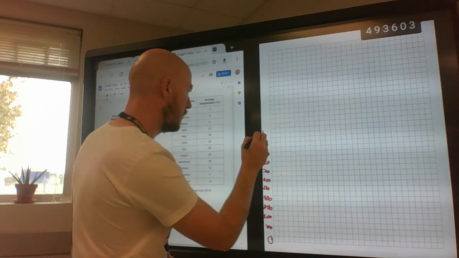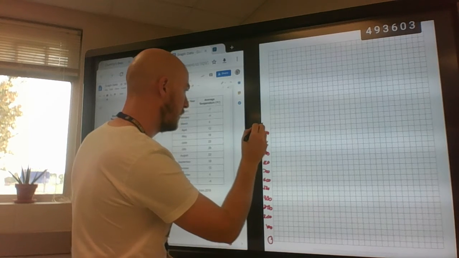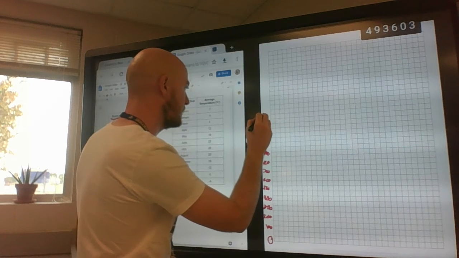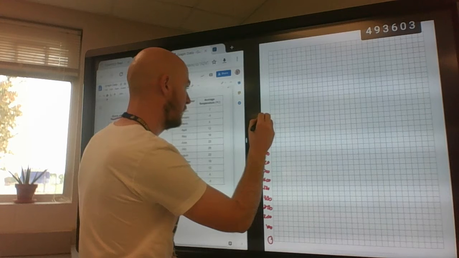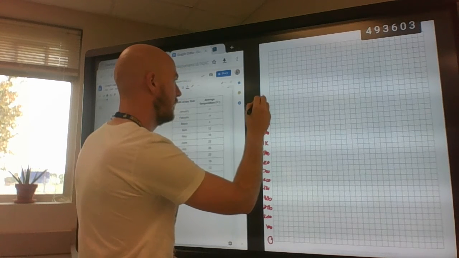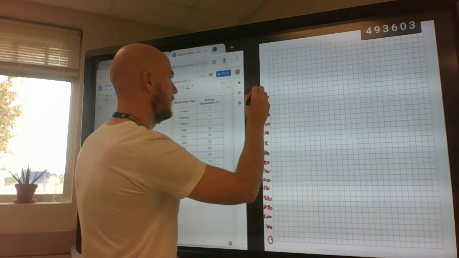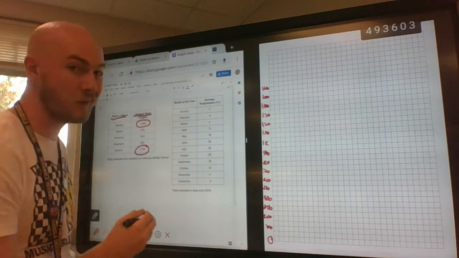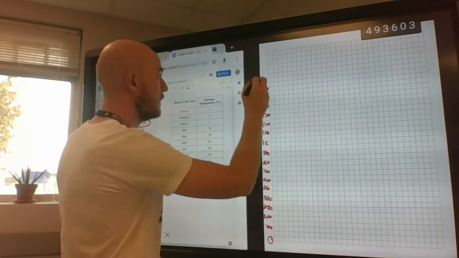1,100, 1,200, 1,300, 1,400, 1,500, 1,600. And if you'll notice, I've got to go up quite a bit here. I've got to go up to at least 1,700, so I'll keep going.